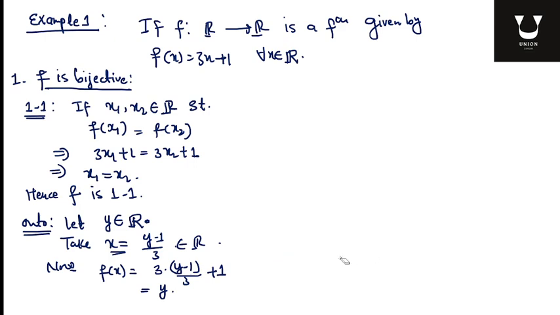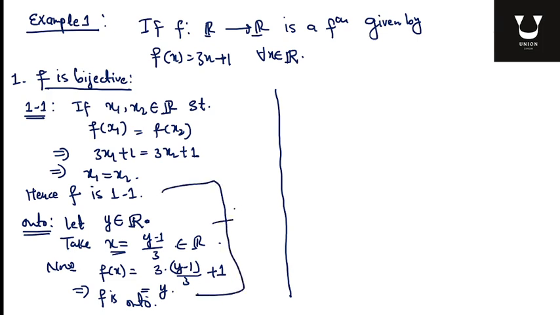Right. So let me do the rest of the part here only. So what does this imply? This implies that f is bijective because it is 1-1 and onto. These two show that f is bijective. Okay. Next, let us check whether f is continuous or not.